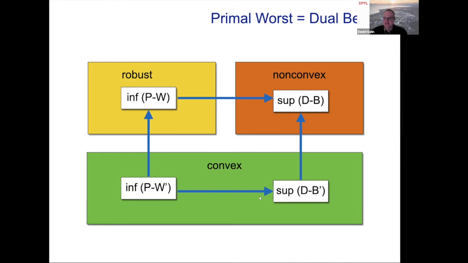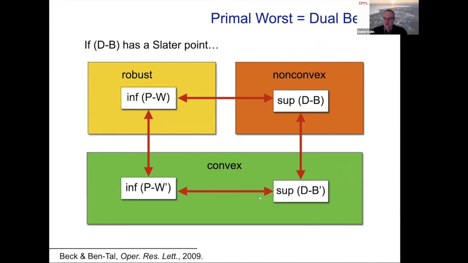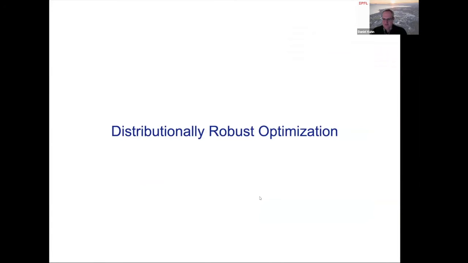And if there are no regularity conditions, the optimal values of these four problems satisfy some weak duality relationships, which are visualized by the blue arrows here. So our convention is that the optimal values decrease along the arrows. If the dual best problem admits a Slater point, however, one can show that all problems are equivalent. And this establishes the so-called primal-worst-equals-dual-best duality scheme, which was first discovered by Aharon Ben-Tal and Arkadi Nemirovski. Okay, so that concludes robust optimization.